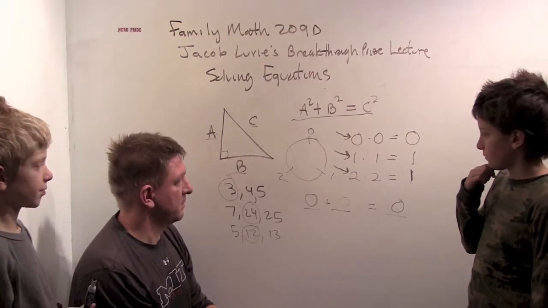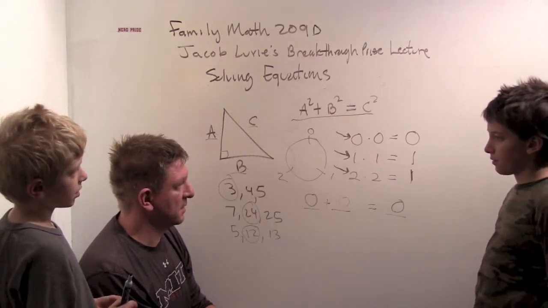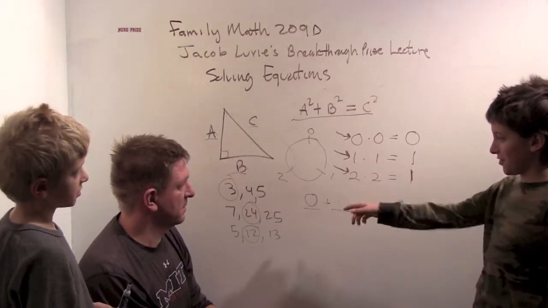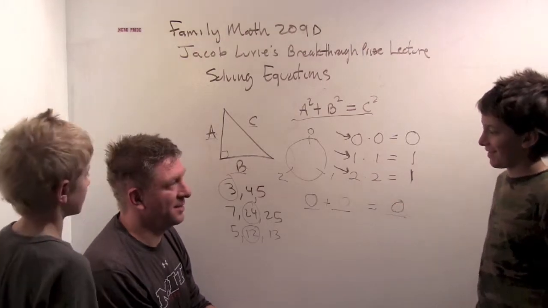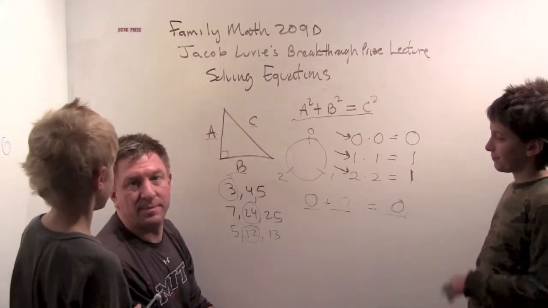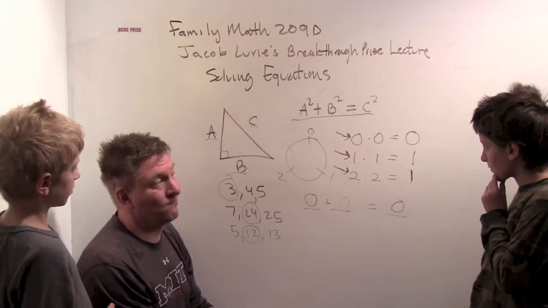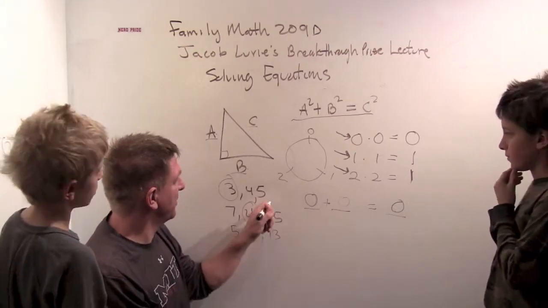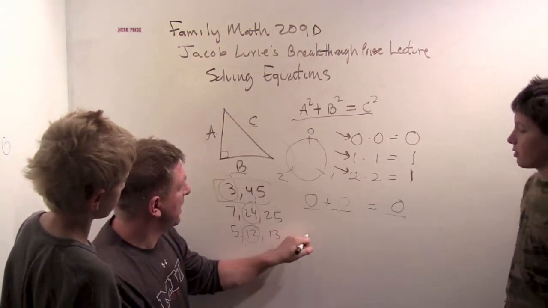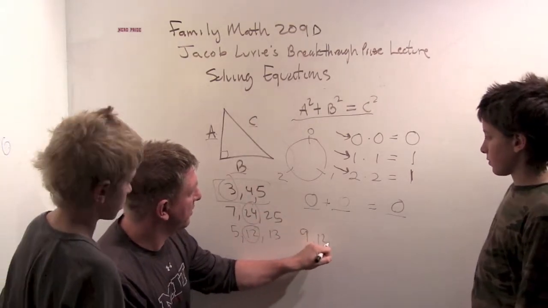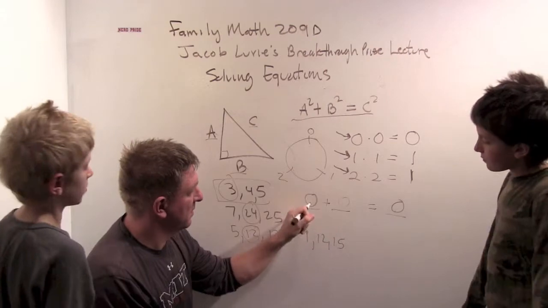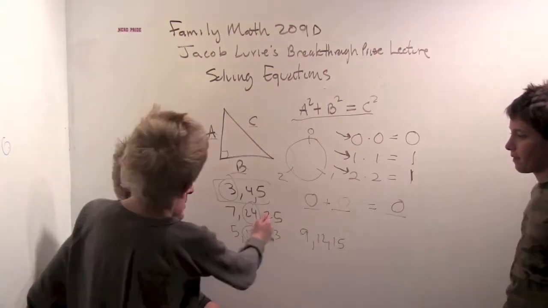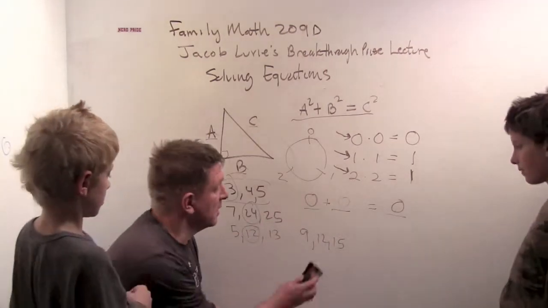Well, 0, 0, 0. No, not really a triangle. I could just multiply this one by 3. Yeah. 9, 12, 15, for example. They're all then multiples of 3.